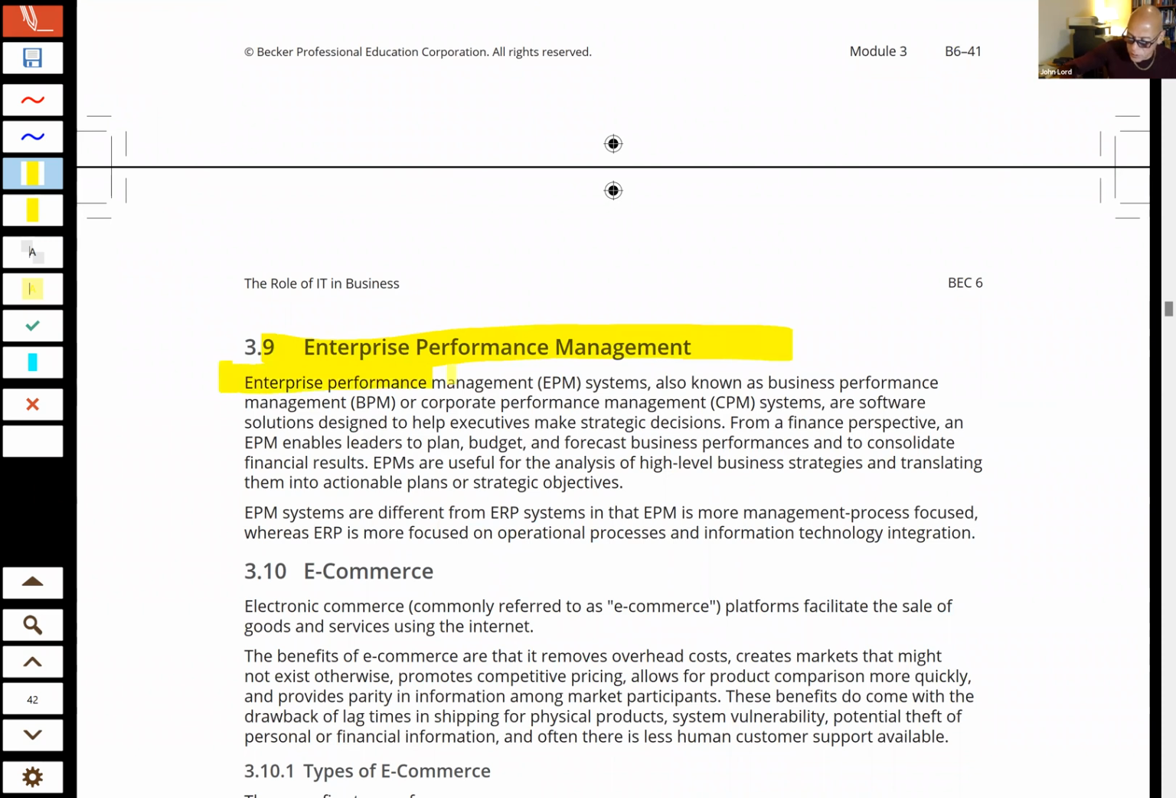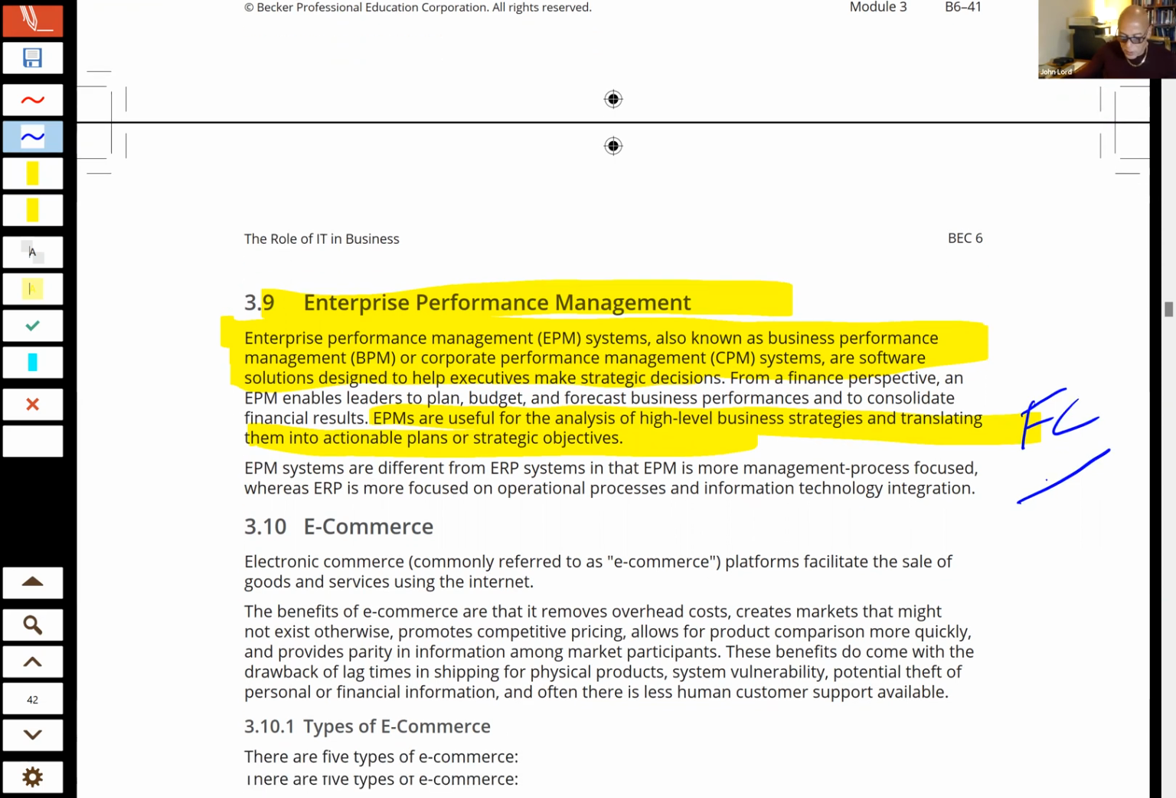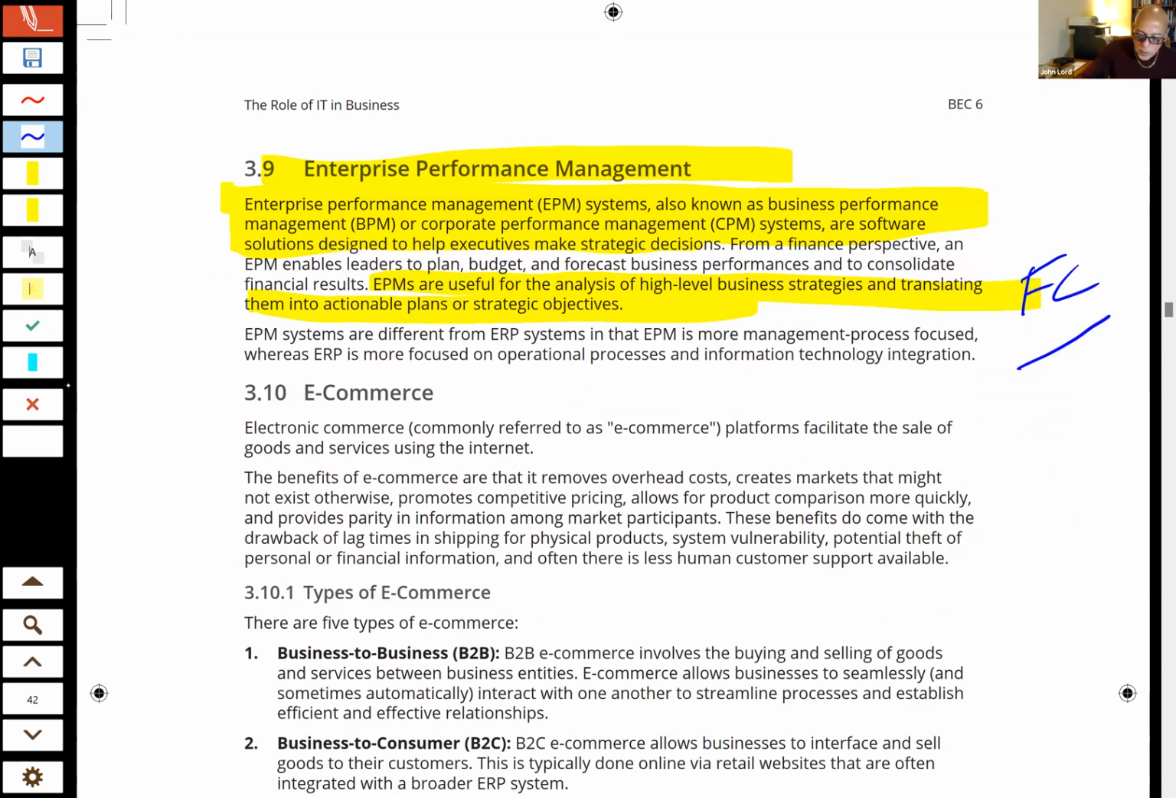Come over and let's take a look at enterprise performance management. Okay, enterprise performance management systems, also known as business performance management or BPM, or corporate performance management systems, are software solutions designed to help executives make strategic decisions. And EPM are useful for analysis of high-level business strategies and translating them into actionable plans. So why don't you just go ahead and flashcard what these enterprise performance management systems are supposed to do.